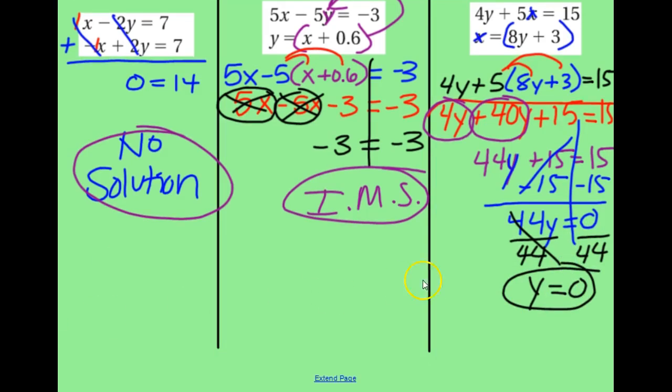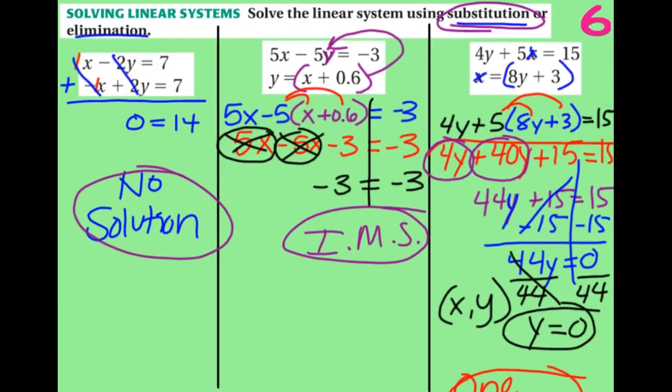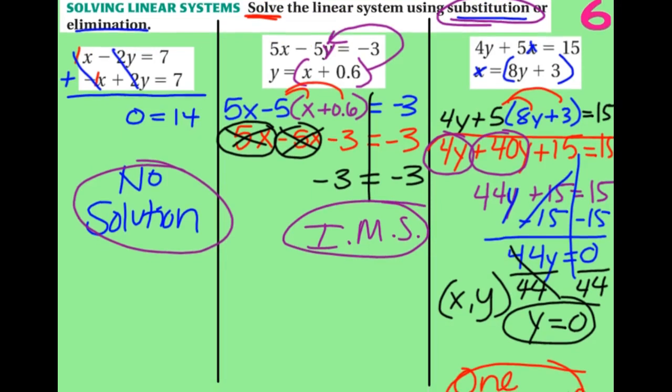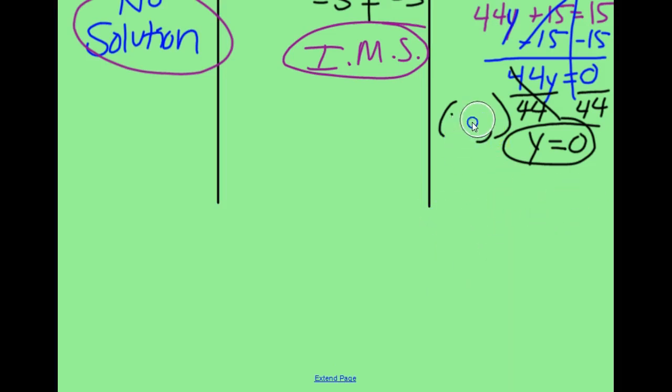So I know that this is going to have an answer x comma y. I already know what y is. I don't need to keep going. It's just asking how many solutions there are. And there is only one solution. It's not asking you what it is. It just says solve using, oh, I lied. This one does say solve. It didn't say determine the number of solutions. So we would have to solve this one to figure out what x is as well.